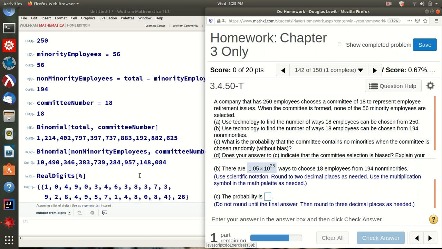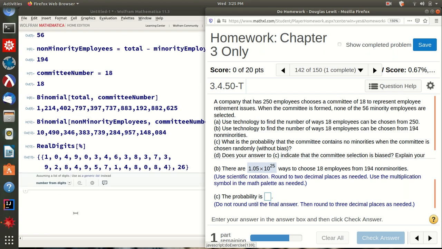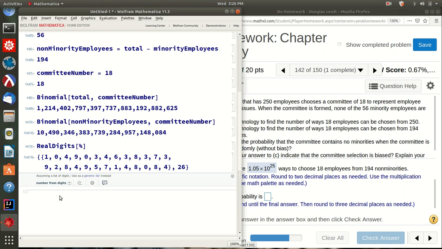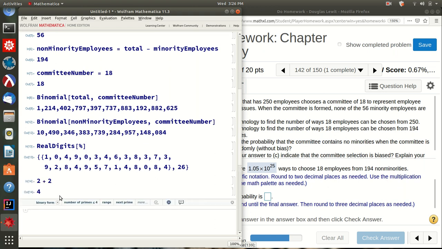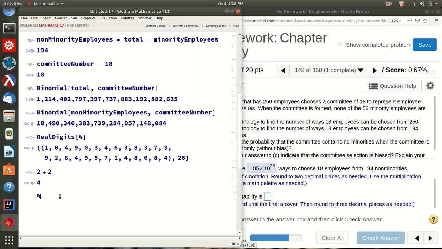Okay, so let me make something very clear to you. When you're using the percent symbol in Mathematica, the percent symbol refers to the previous output. So if I type something like 2 plus 2, okay, that's 4. If I type the percent symbol, that means 4, because 4 was my previous output, okay?